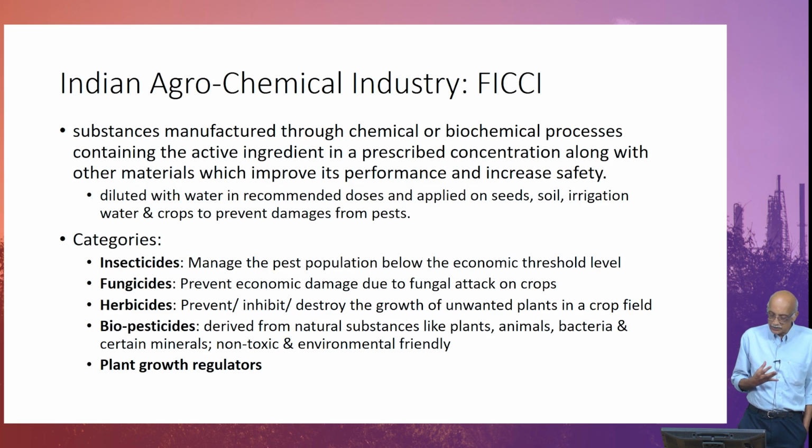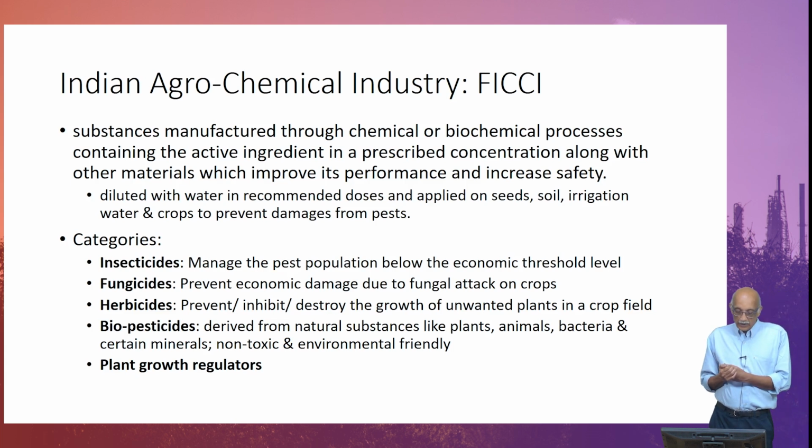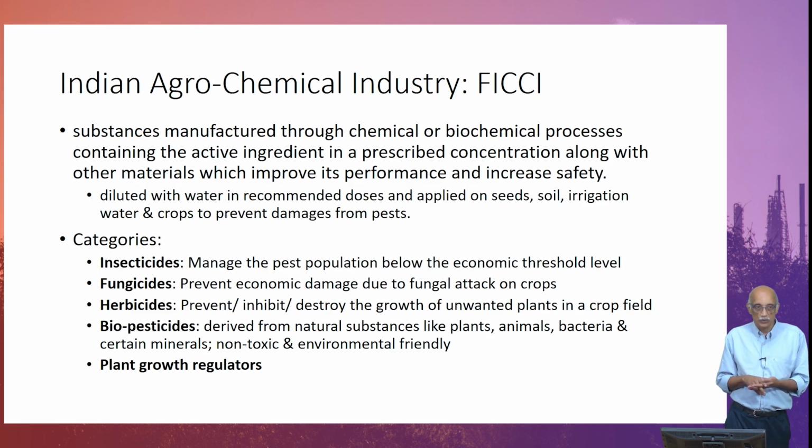So, agrochemicals are substances that are manufactured through chemical or biochemical processes containing the active ingredient in a prescribed concentration along with other materials which improve its performance and increase safety. So, it is a definition of what is an agrochemical. Typically, these chemicals are diluted with water and then applied in recommended doses. Fertilizer is different, right? Fertilizer can be applied in either dry form or increasingly in liquid form, particularly as you go to nano fertilizers, they cannot be injected in a dry form. So, they are used as liquid fertilizers. The categories of agrochemicals are insecticide, fungicides, herbicides, biopesticides, and plant growth regulators.